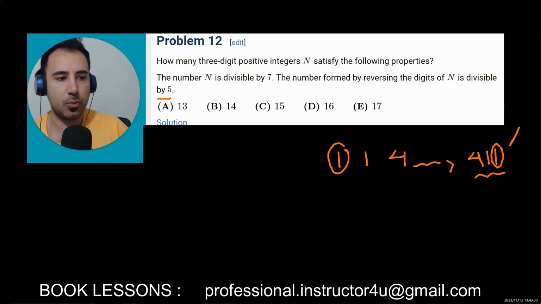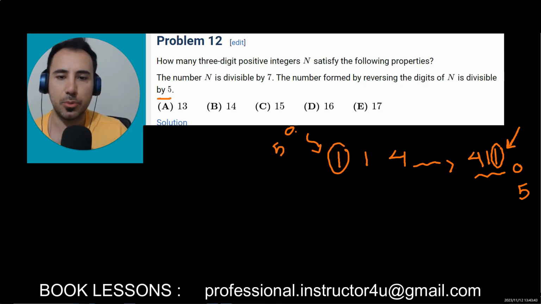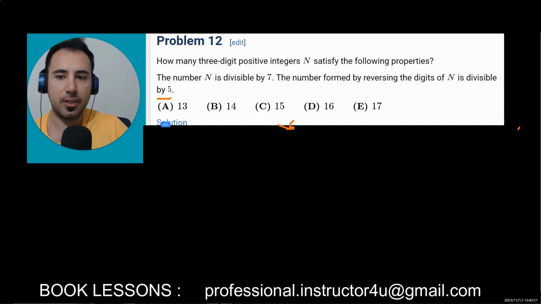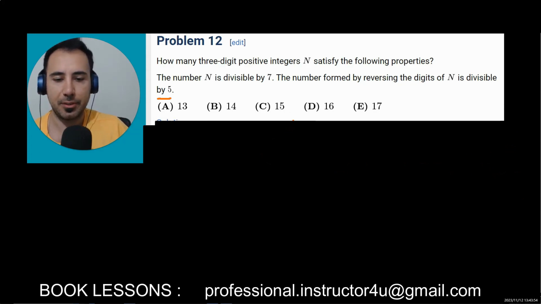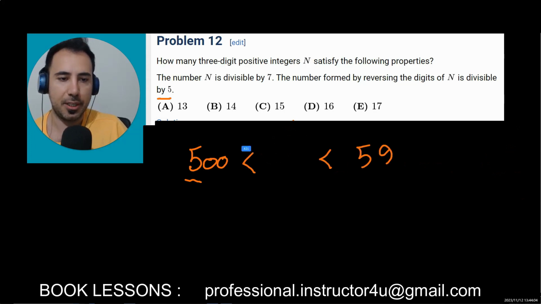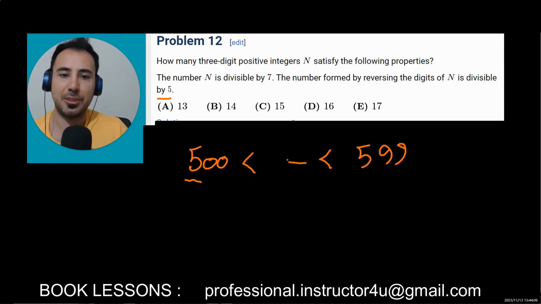If I want this one to be divisible by 5, this one has to be either 0 or 5. But if it's 0, it's going to be a 2-digit number, so we're not going to accept this. So this should be 5. So what does that mean? That means all our numbers should start with 5. So we have to find the numbers that start with 5, between 500 and 599, that are divisible by 7.